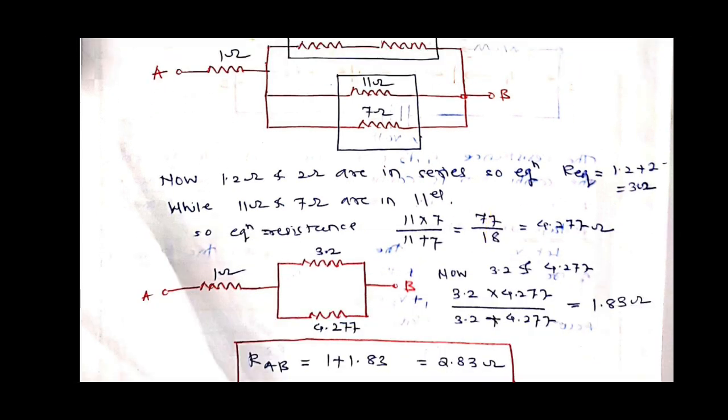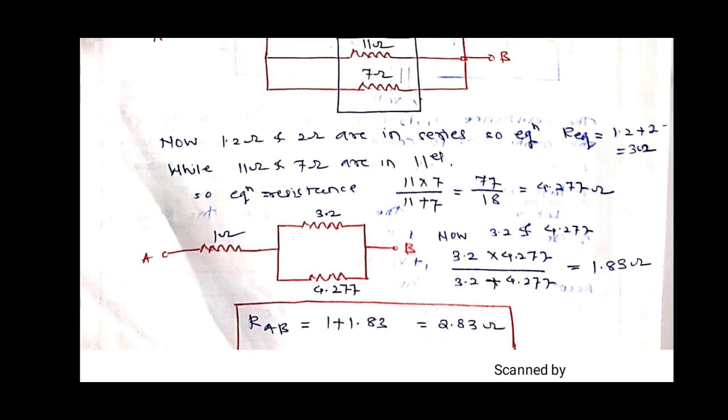So use this formula: 11 into 7 divided by 11 plus 7. So the total equivalent resistance is 4.277 ohm. Again you can simplify the circuit and redraw it. See here, the 3.2 value comes from the series combination of 1.2 and 2, and 4.277 is the combination of 11 ohm and 7 ohm.